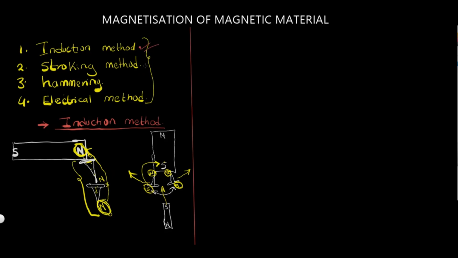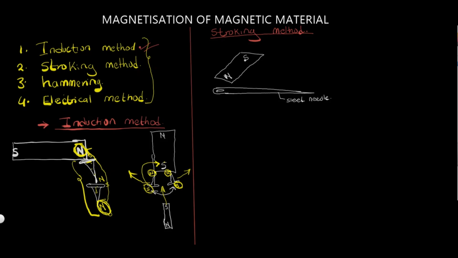Now let us look at the second method, which is the stroking method. So what is the stroking method? The stroking method is whereby you stroke a magnetic material. So let's say, for example, you have a magnet like this. Then let's say this is the north pole, and this part is the south pole. And then down here you have a pin like this. So this is your needle. You can call it a steel needle.